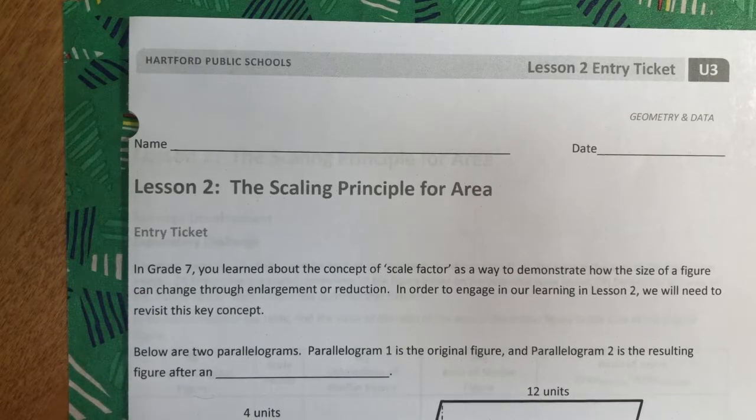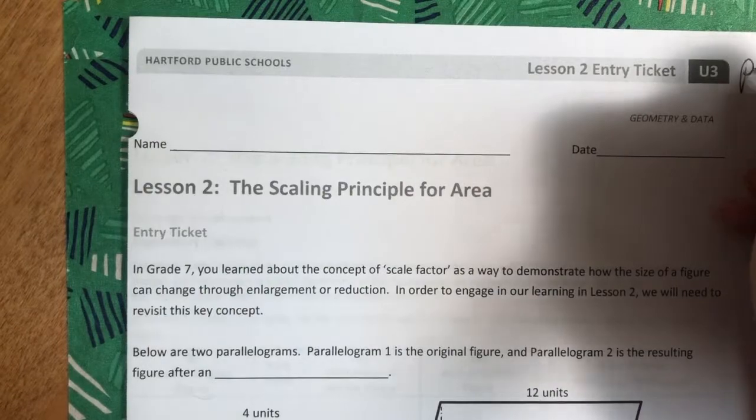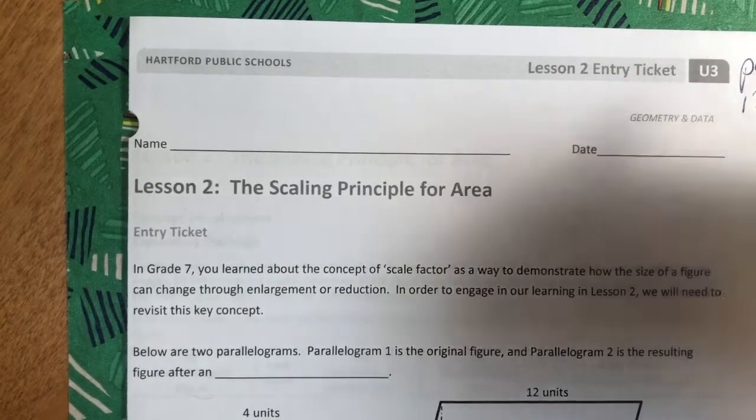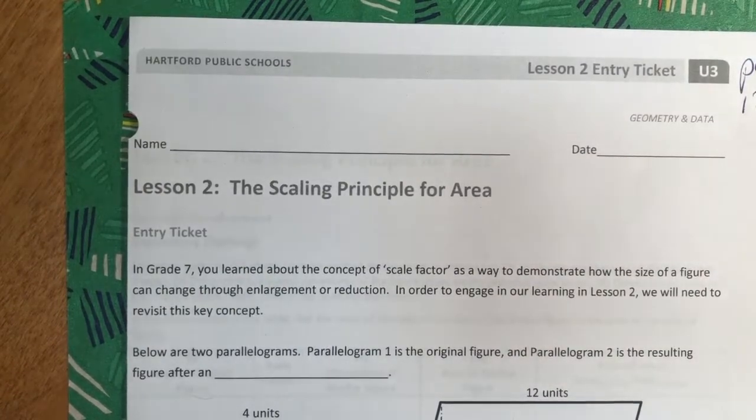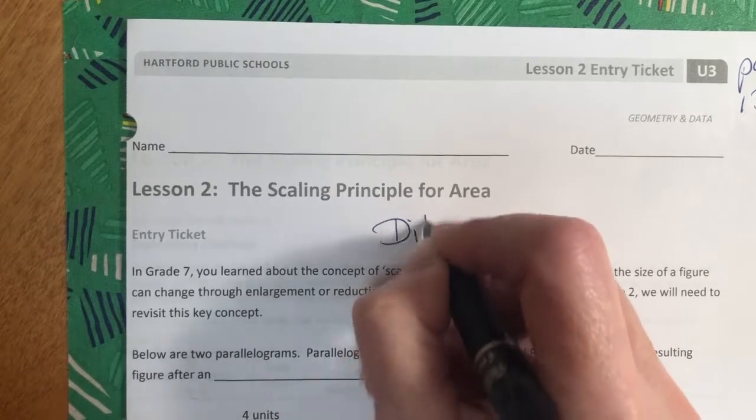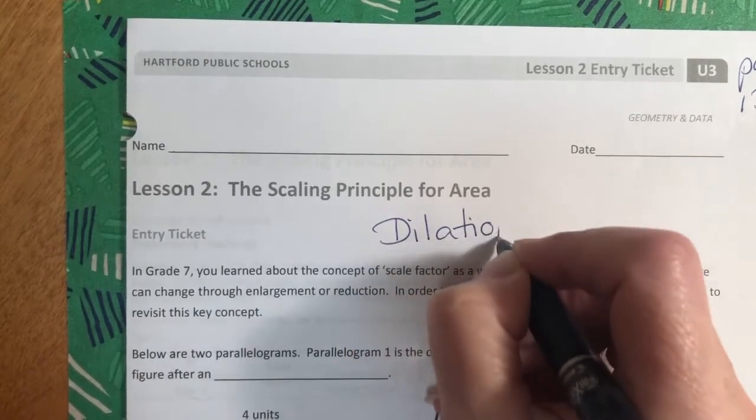Everybody, let's continue Unit 3 and move on to Lesson 2, which starts on page 13 in your book. Okay, page 13. Today we're going to be talking about the scaling principle. This is using dilations. This is the fourth of the transformations.